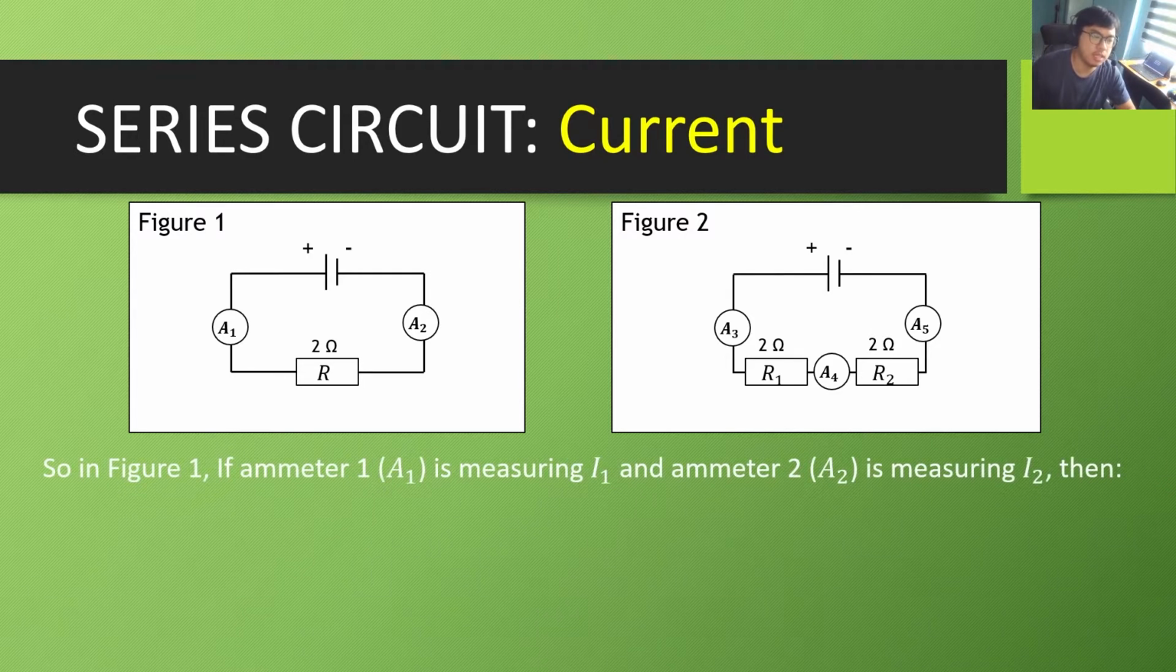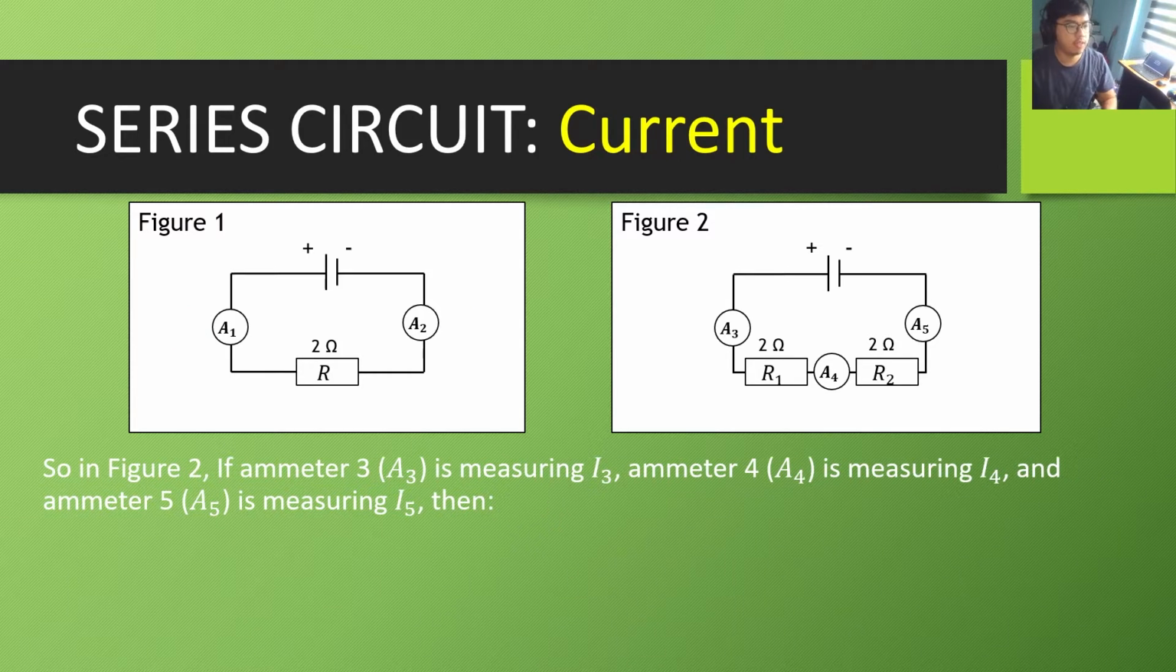So what does that mean? In figure 1, if emitter 1 is measuring current I1 and emitter 2 is measuring current I2, then I1 is equal to I2. Let's use numbers as an example. Let's say the first emitter is measuring a current of 2 amps. Then emitter number 2 will also be measuring the same current, 2 amps as well.